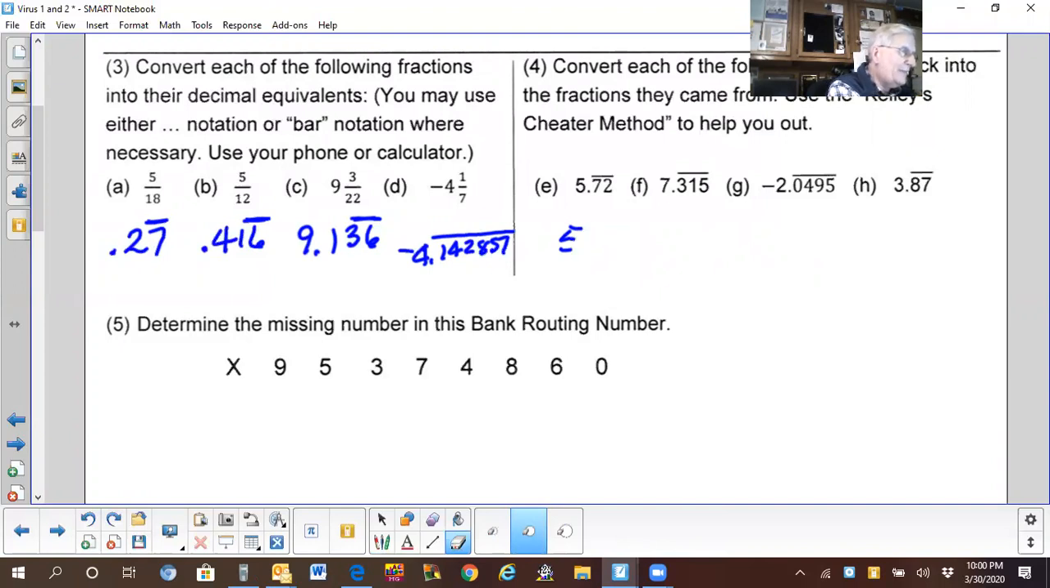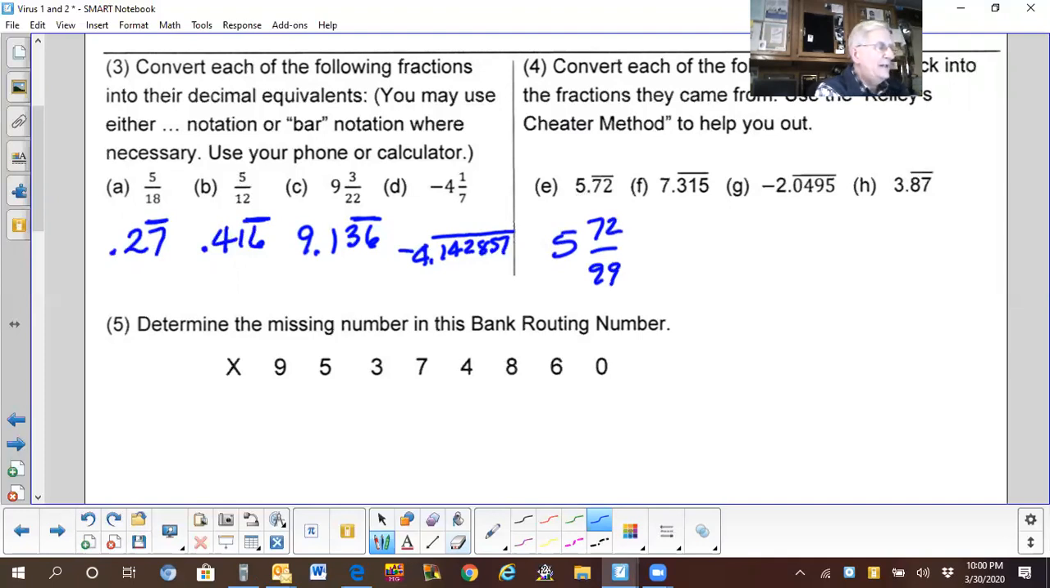Okay, so let me put the 5 back down again properly. So it's 5 point. No, I don't need the point. I keep putting it down, but I don't need it, so let me erase it again. I just want the fraction. The fraction is simply 5 and 72 over 99. Now, you can reduce 72 over 99. It reduces to 8/11ths. And if you take your calculator and divide 8 by 11, you will obtain 0.72 bar.